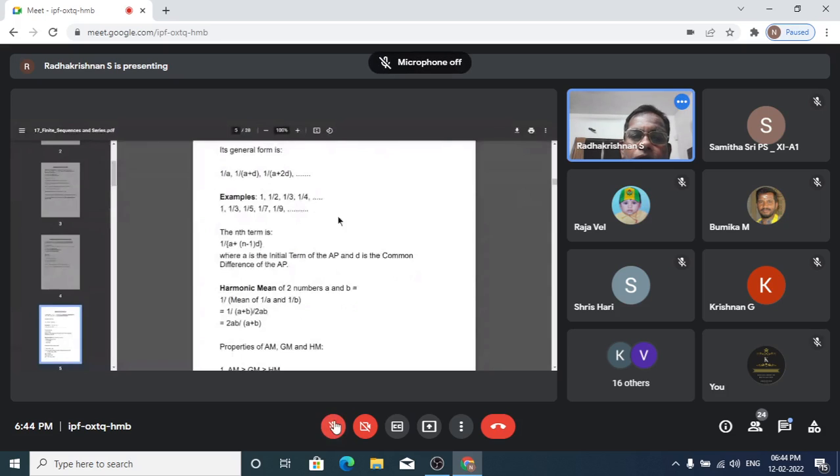Okay, so 1, 3, 5, 7, 9 is an arithmetic progression. If we write each of them as 1 by, that is 1 by 3, 1 by 5, 1 by 7, it becomes a harmonic progression. So the nth term of a harmonic progression is 1 by a plus n minus 1 into d, where a is the initial term of the AP and d is the common difference of the AP.